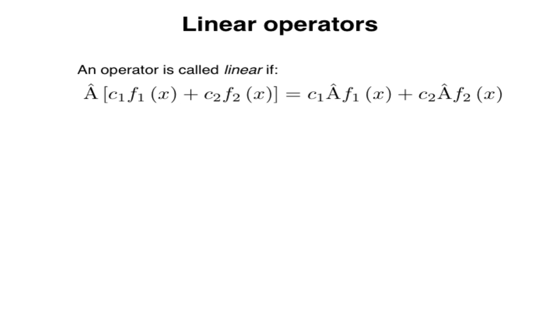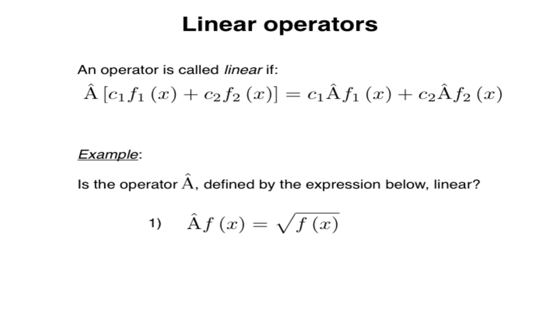An operator A is called linear if it satisfies the following condition. That is, there should be a distributive property for it. The operator acting on a sum of two functions should be equal to the sum of the operator acting on the first function and the operator acting on the second. Furthermore, it should be possible to pull any real or complex constants that the functions are multiplied by out from inside the operator. Let's consider a few examples.